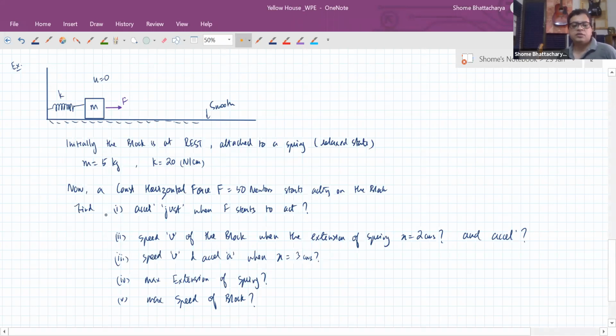I want you to start with part 1. Just make the free body diagram and explain to me how we will get the acceleration when the force just starts acting. Then we'll come to part 2. Part 1 has nothing to do with work energy. It's just the free body diagram because you have to find the acceleration. Acceleration doesn't come from work energy. Acceleration comes from the free body diagram and Newton's laws.